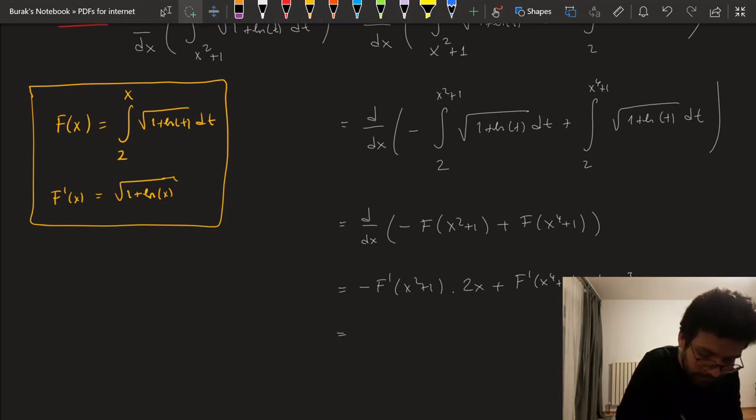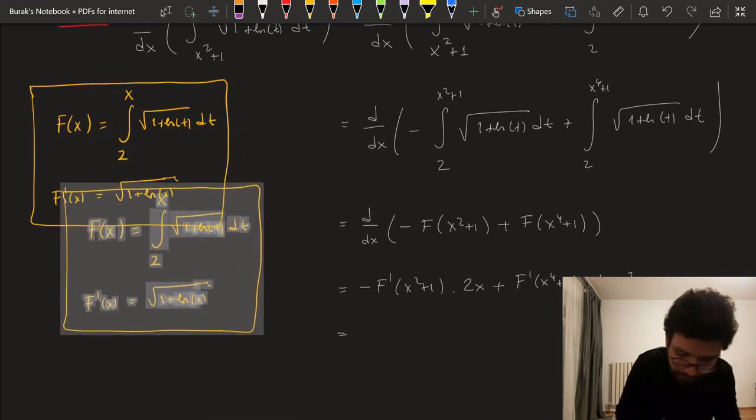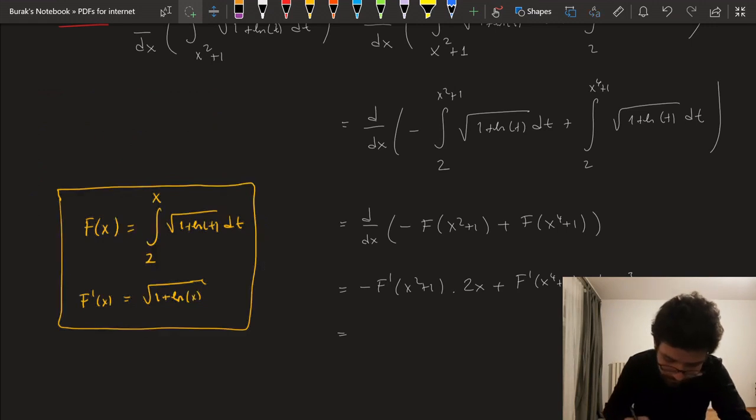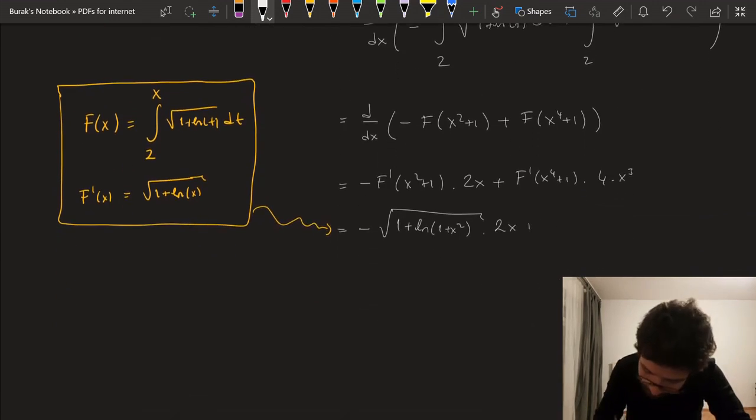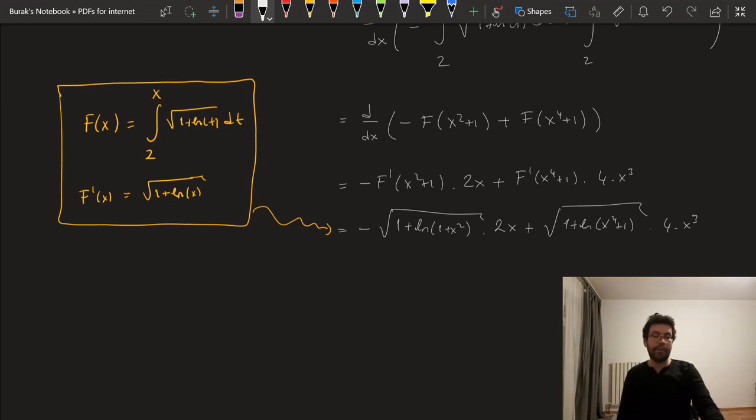So what I'm going to get is minus the square root of 1 plus ln of 1 plus x squared times 2x, plus the square root of 1 plus ln of x to the power 4 plus 1 times 4x cubed. And that's it. This is the derivative.